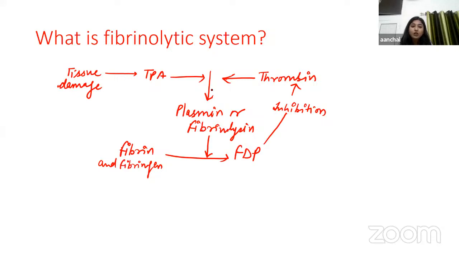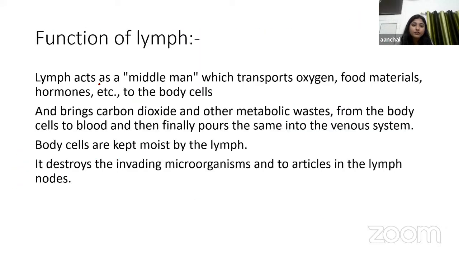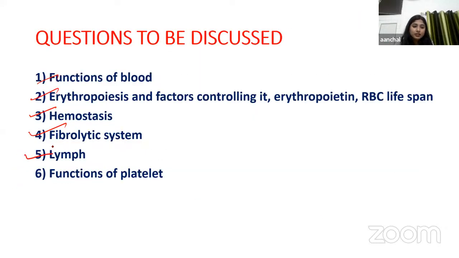Now, the TPA, which is released by tissue damage, inhibits the formation of thrombin also, right? And this process is much slower than the clotting process. Okay, so this is all about the fibrinolytic system. Next we have another question, that is lymph.